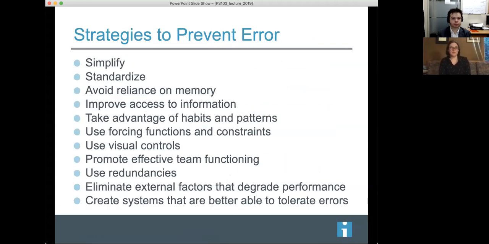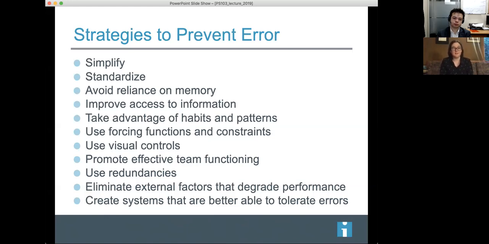All right. So there are a whole lot of strategies to prevent error, and it's really important to think about different ways that you can improve things. Some of these were mentioned just before, but they happen in lots of things. So I'll leave the list there, but if anyone can think of any examples, please write them in the chat.